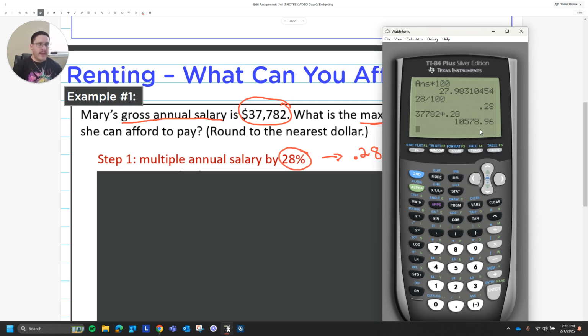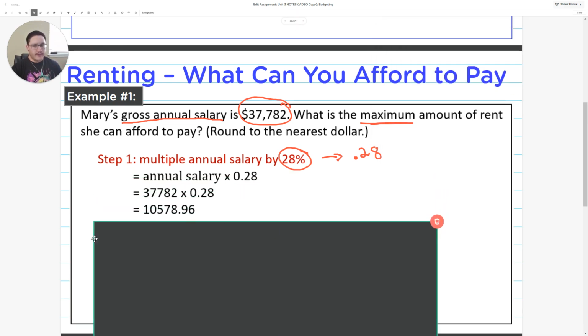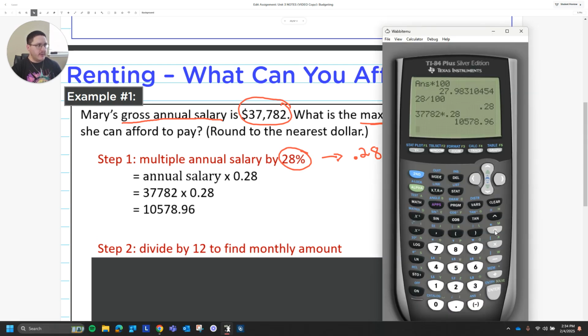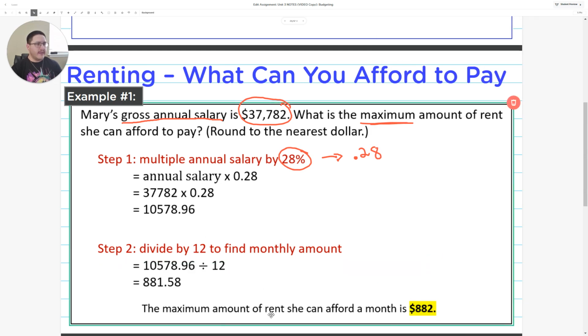However, we want to know what a maximum monthly payment should be in order for this to be affordable. So just to reveal what we just did, $10,578.96. Step 2, we're going to divide by 12 to find the monthly amount. So divide this by 12, $881.58. And it says round to the nearest dollar, which means we're going to round this to $882. The maximum amount of rent she can afford a month is $882.